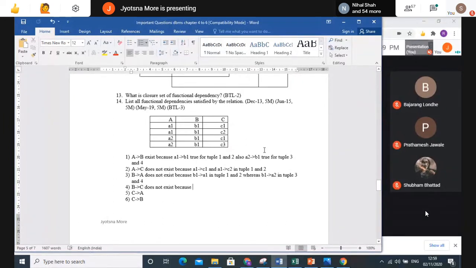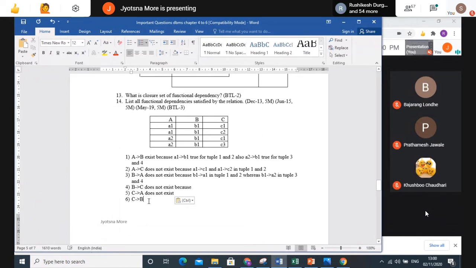Next one, C determines A. Anyone? Ma'am, does not exist. Yes, Kushbu, why? What is the reason? Ma'am, if we consider T1 and T3, then they have the same C, but the value of A is different. Correct. So the reason will be: does not exist because for tuples 1 and 3, C1 determines different values of A. So this is again does not exist. Give the proper reason.